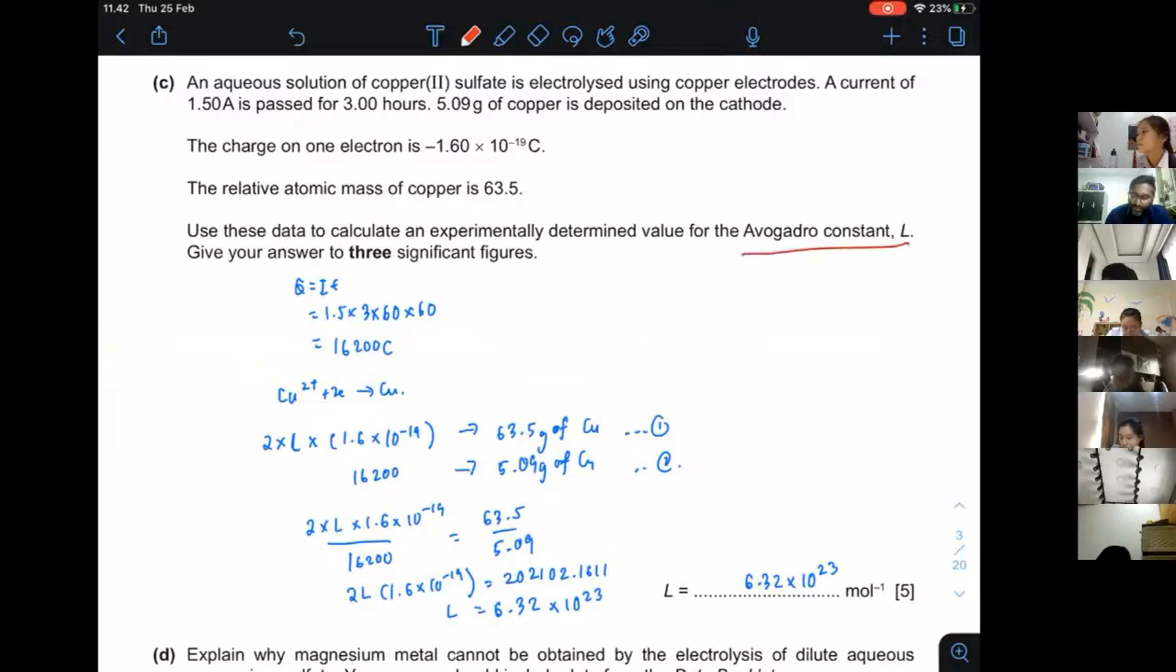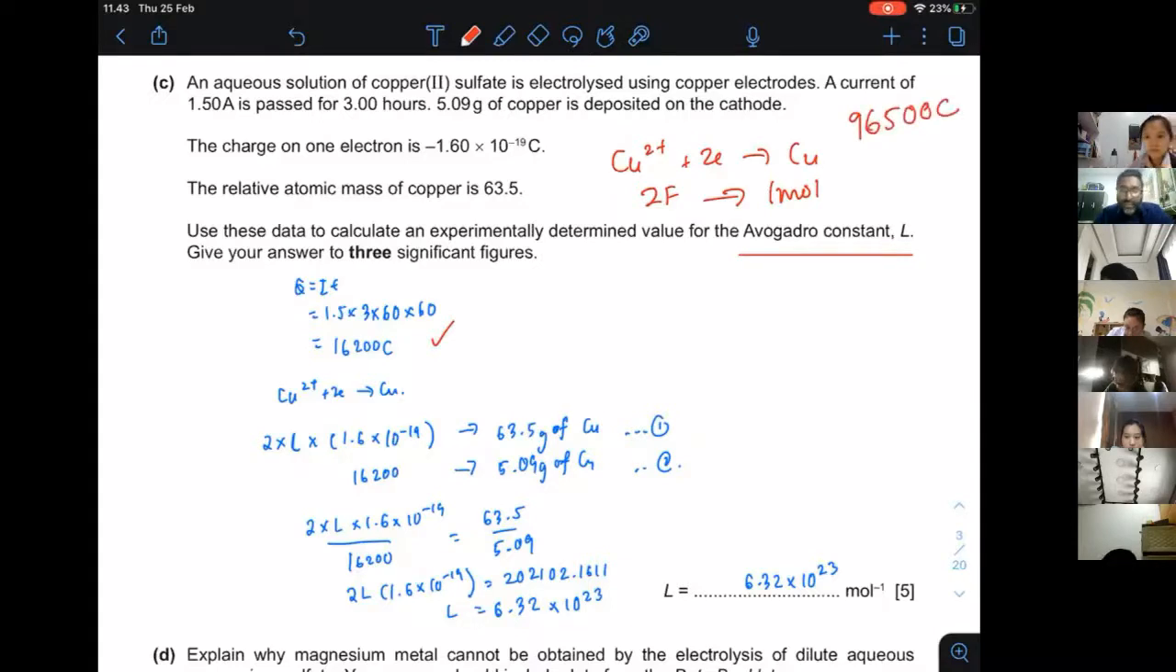Now, you cannot use the normal way of calculating, like Cu2+ plus 2 electrons to give Cu. I cannot use the normal way for this, like saying 2 Faraday is going to give you 1 mole. Then how are you going to calculate the Avogadro constant? You should not even use the Faraday. You should not even use 96500 coulombs over here.